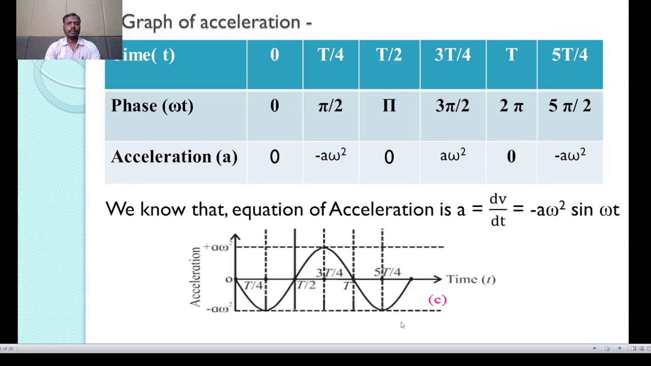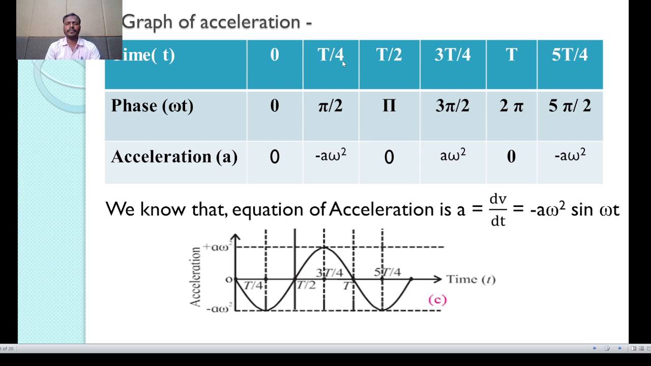Now the next is the graph of acceleration. We know that when the particle starts from mean position, the equation of the acceleration is a is equal to dv divided by dt is equal to minus a omega square sin omega t. When the time is 0, the phase becomes 0. Putting the value of omega t, the phase, as 0, sin 0 is 0, 0 multiplied by minus a omega square is nothing but 0. That is, when the time is 0, acceleration is 0.